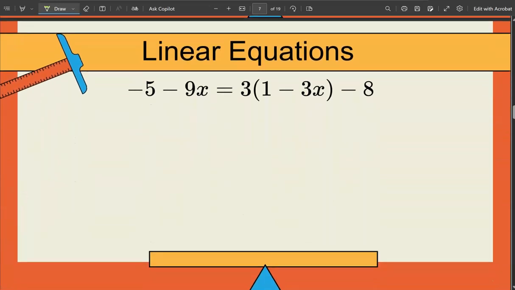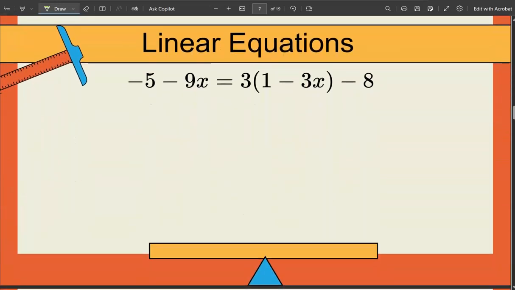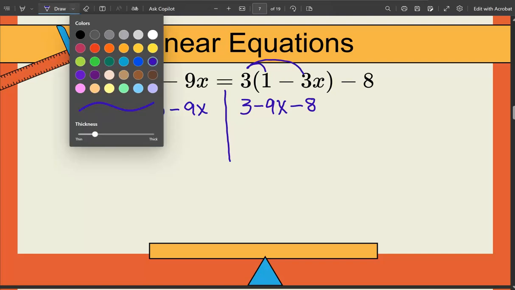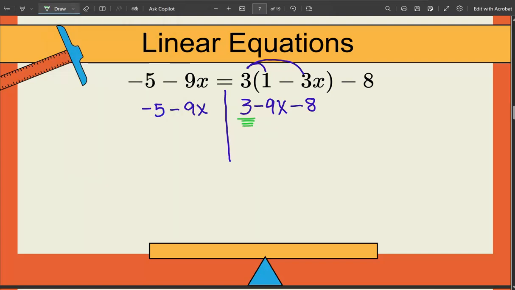Why don't you go ahead and pause the video and then come back and check your answer. Okay, so you can see here that I distributed the 3 to both the 1 and the negative 3x. Now I'm going to combine like terms on the right hand side, and I see that 3 minus 8 is negative 9x minus 5.